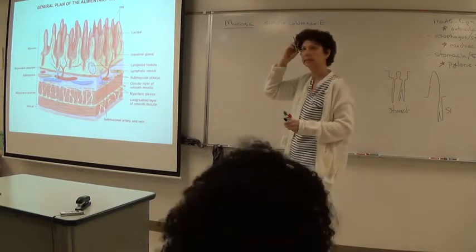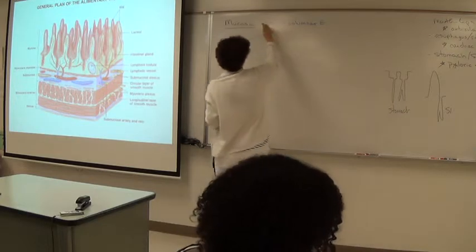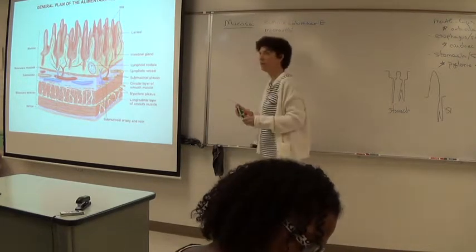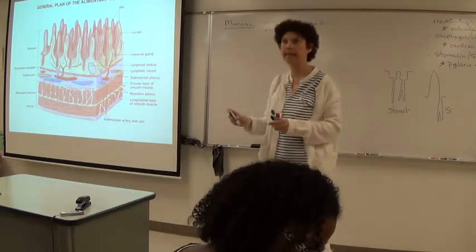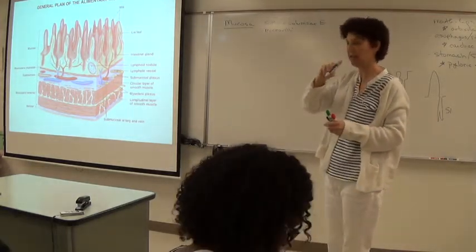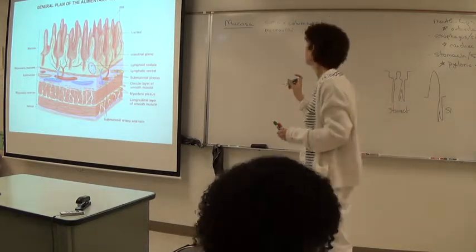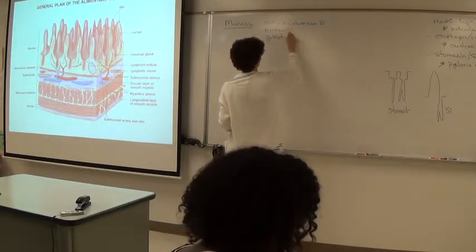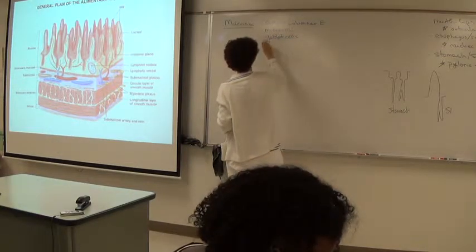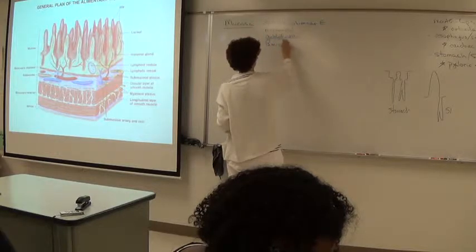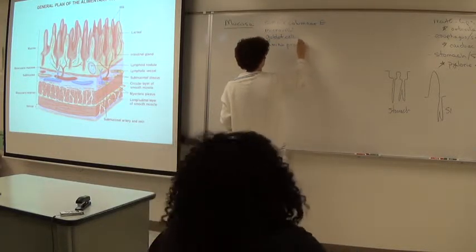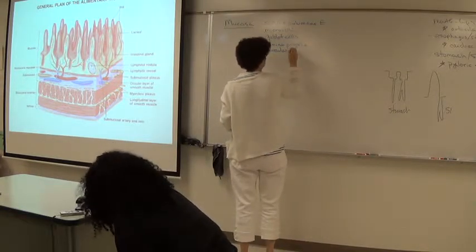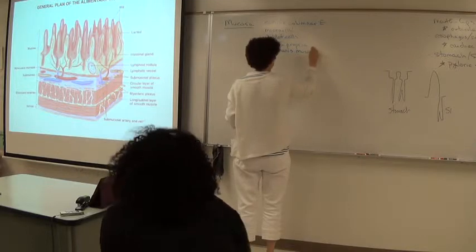Microvilli or cilia? Microvilli. Now we didn't see goblet cells in the stomach, but we do in the small intestine. So goblet cells are present. Certainly our lamina propria, our loose irregular connective tissue. And finally we end with a muscularis mucosa.